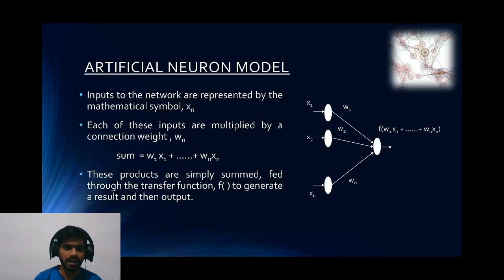Now, the artificial neuron model. Inputs to the network are represented by the mathematical symbol xn. Each of these inputs is multiplied by a connection weight wn. So sum is equal to w1x1 plus ... plus wnxn, as you can see in the diagram. Now these products are simply summed, fed through the transfer function to generate a result, and then output.